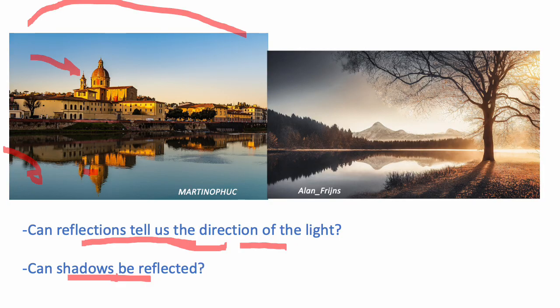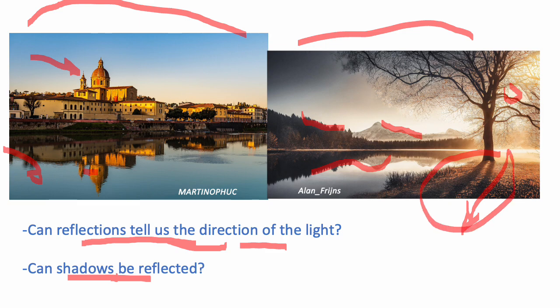But in the second one, we know the direction of the light. We see the sun and the shadow, so this is the direction of the light. But in the back, the mountains and the trees aren't affected by the light, so their reflections also aren't affected by the light. So shadows, like this one, almost always tell us the direction of light, whereas reflections can tell us sometimes, like it does here, but not always.